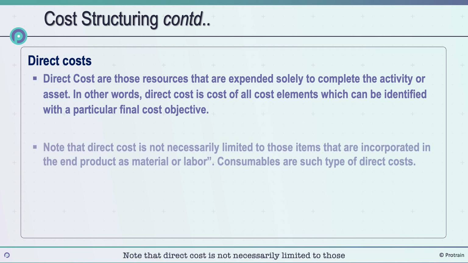Note that direct cost is not necessarily limited to those items that are incorporated in the end product as material or labor. Consumables are such a type of direct costs. For example, formwork release agent. The formwork release agent is not finally incorporated in the concrete, but this is a direct cost for any concrete product.